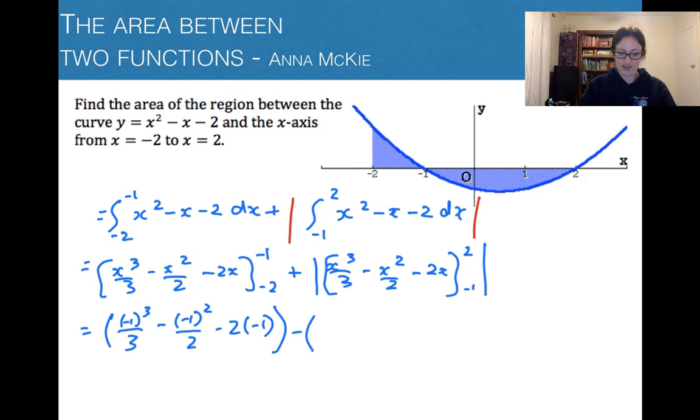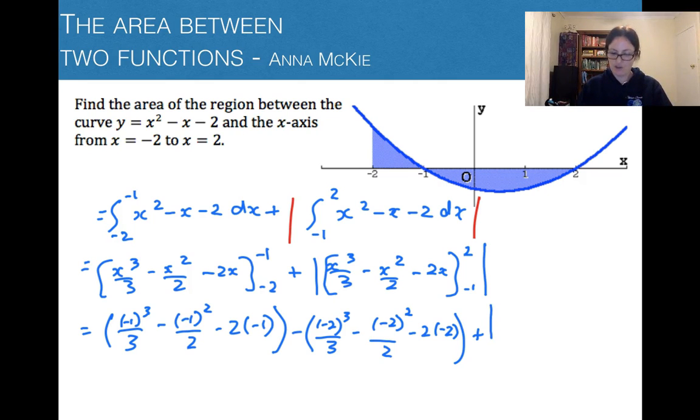So continuing on with this, feel free to speed this up while I do this. So -2 squared on 2, take away 2 times by -2, and now we're adding on. I'm going to run out of room, so I'm going to have to squish this in somehow. This is the modulus of subbing in 2 now. 2 cubed on 3, take away 2 squared on 2, take 2 times 2. That's the end of that one.